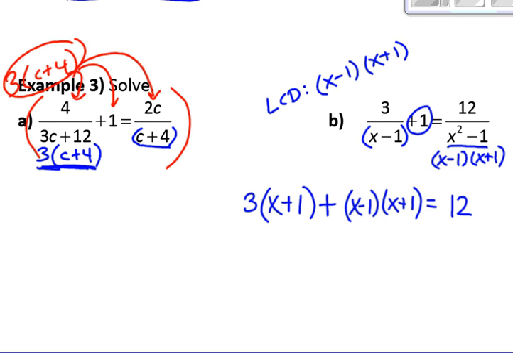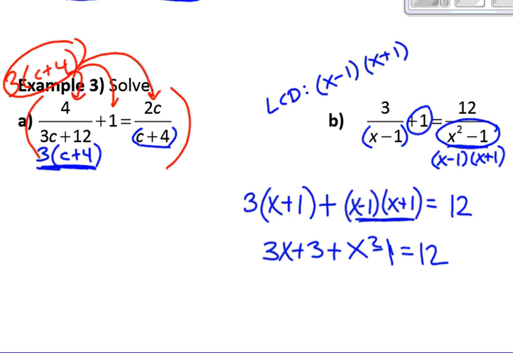Now we want to simplify. The first one, you get 3x plus 3. In the second one, remember this was the difference of squares, x squared minus 1, so that's just going to be plus x squared minus 1 equals 12. Notice we have an x squared, so that means we're going to want to set this equal to 0. I'm going to write my x squared first, then plus 3x, and then combine like terms: 3 minus 1 is plus 2.